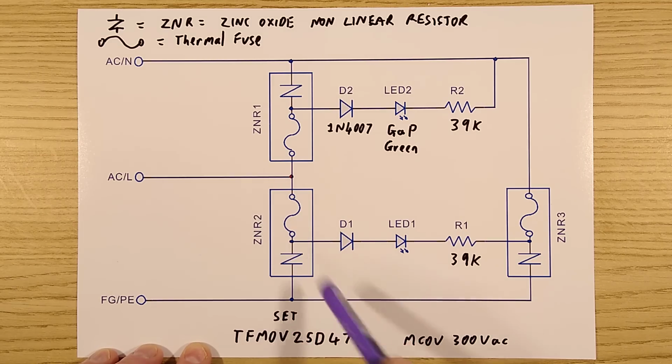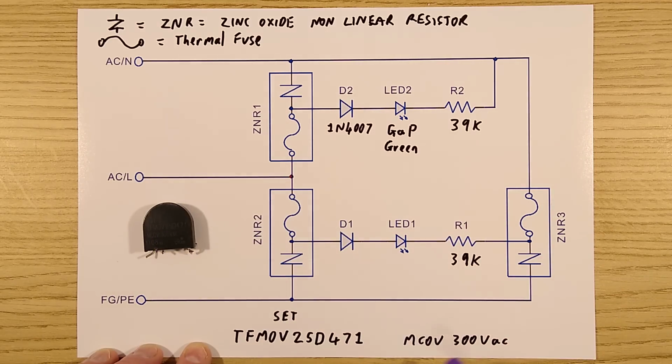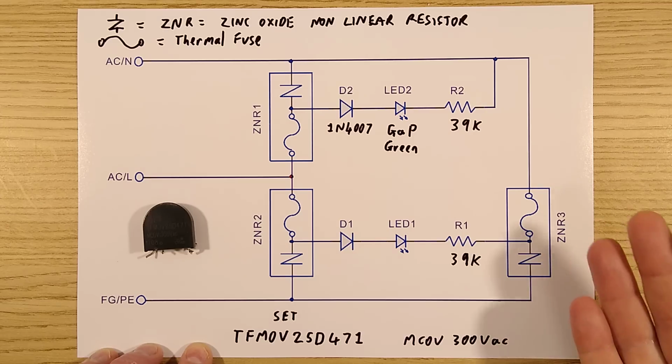The modules, the little black modules, these have text on them. It's very light coloured text, so I wrote it down here. It's SET, possibly the brand, TFMOV 25D471. That probably means thermal fuse, metal oxide varistor, 25mm diameter disc, and 471 means 47 and 1 is a multiplier, so that's 470 volt, which is the point it will start conducting slightly. It also says MCOV, not quite sure what that means, 300 volts AC, that's its rated continuous voltage without actually starting to shunt.